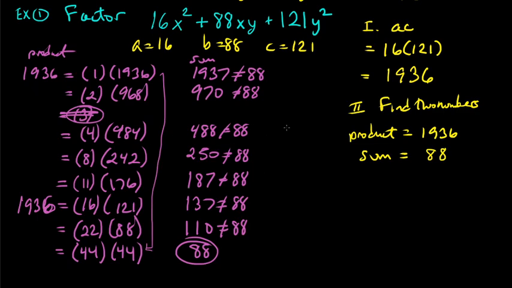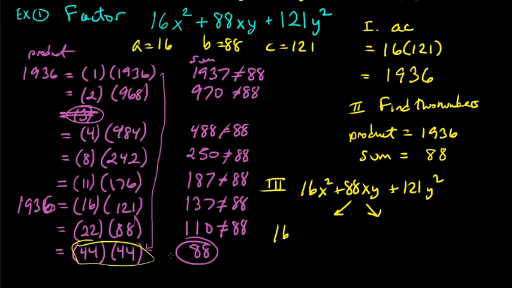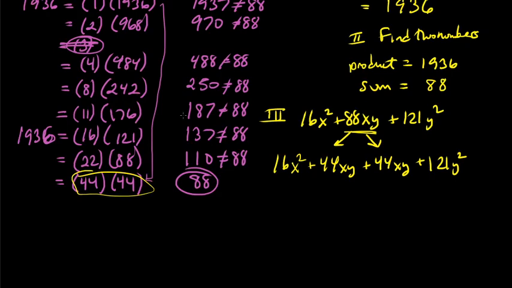Right. Not pleasant. Okay, so let's continue with the AC method. So step 3 is to take the original 16x squared plus 88xy plus 121y squared and split up the middle term, the 88xy, into the sum of these two numbers. 44 plus 44 is 88, right? So 44xy plus 44xy is 88xy. All right. And now we have 4 terms.